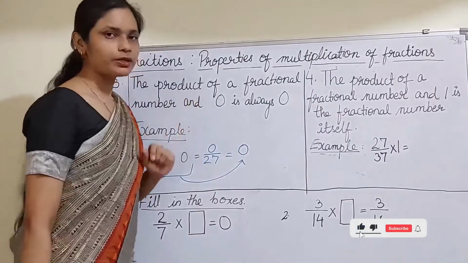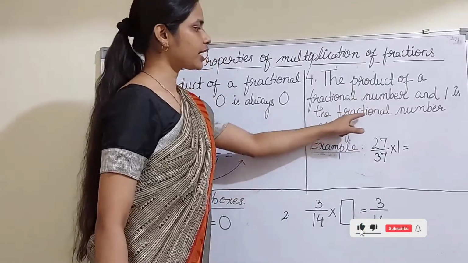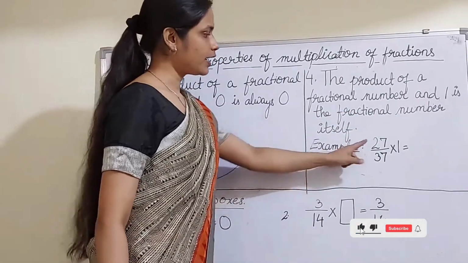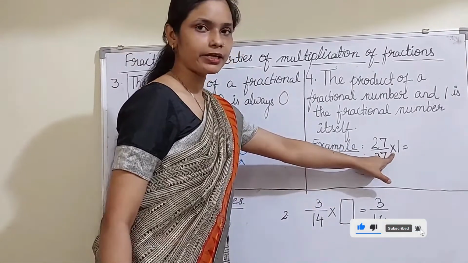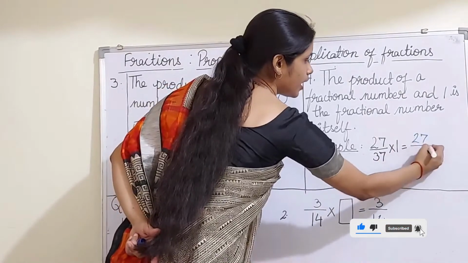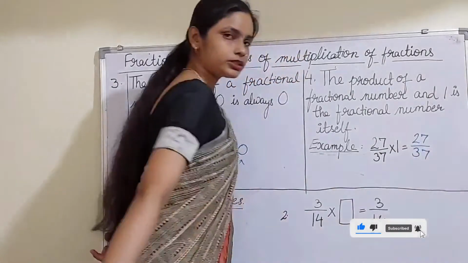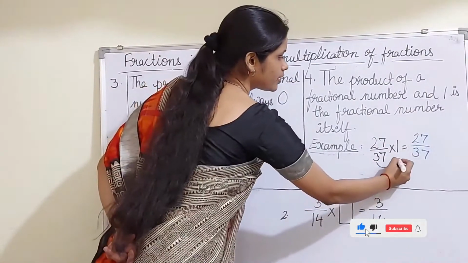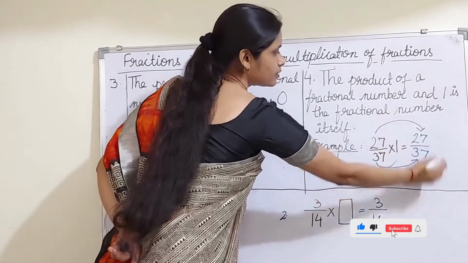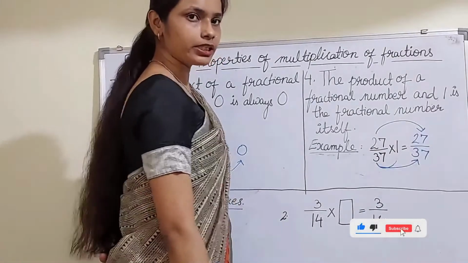Okay. The next property says the product of a fractional number and 1 is the fractional number itself. Let us understand this through an example. This is a fraction number. When it is multiplied by 1, what are we going to get? 27 into 1 is 27, and in the denominator again we have 37 into 1 is 37. So this says that a fraction number when multiplied by 1 will give the fraction number itself. Then the fraction number will be as it is. Okay. So now let us do some questions based on these properties.